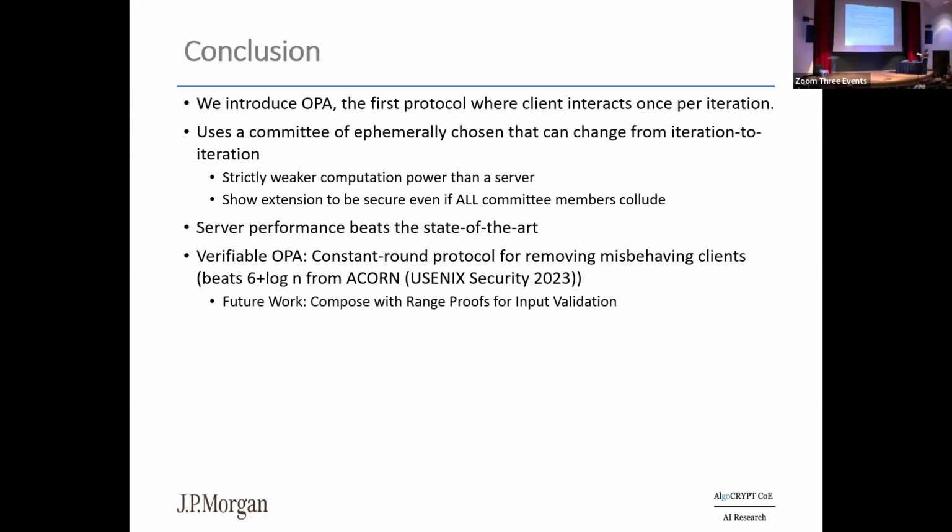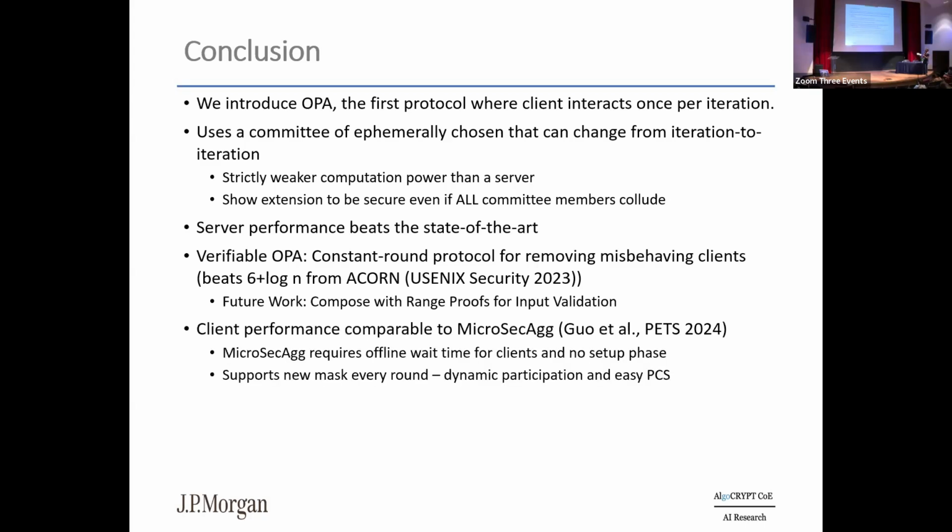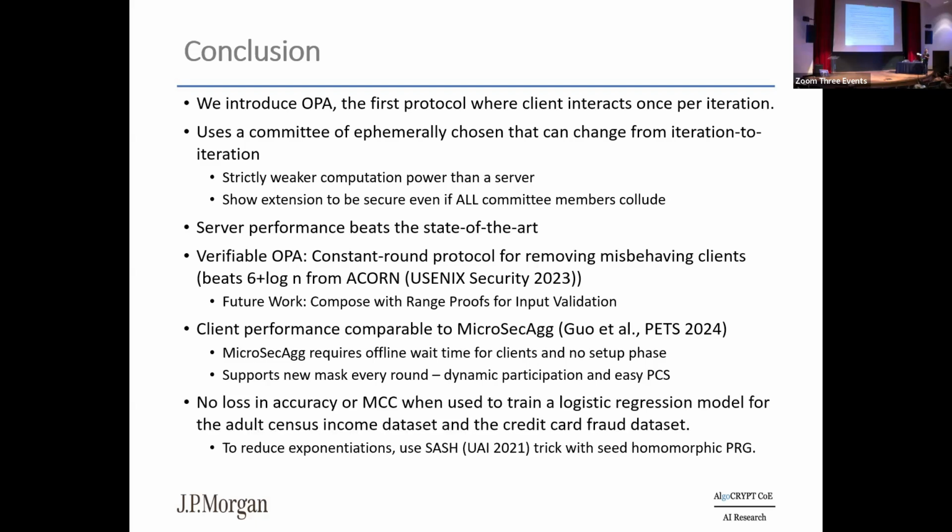Future work is also to compose with range proofs to show that the inputs being encrypted are actually valid. And then we compare with various works, including MicroSecAgg, which seems to be the state of the art right now. We haven't compared performance-wise with Willow. We are in the works of implementing it and comparing it. And we don't have any loss in accuracy. We have trained it on some data sets, and it's all on ePrint.